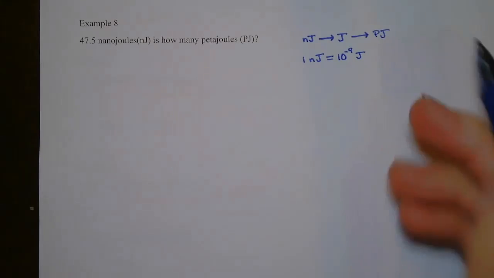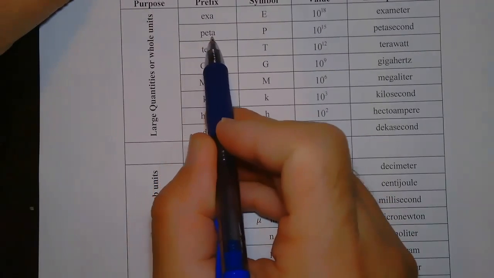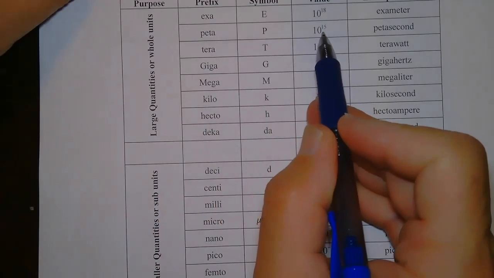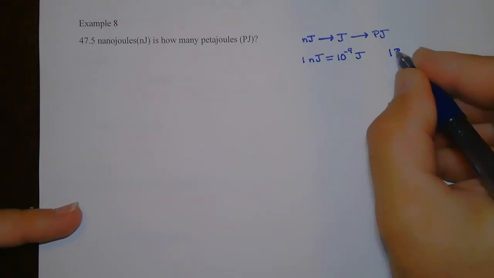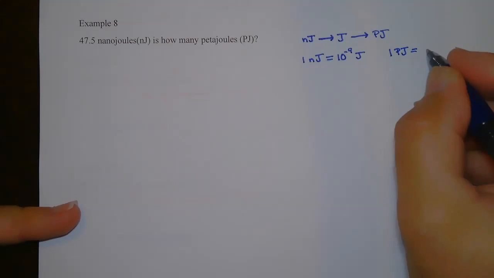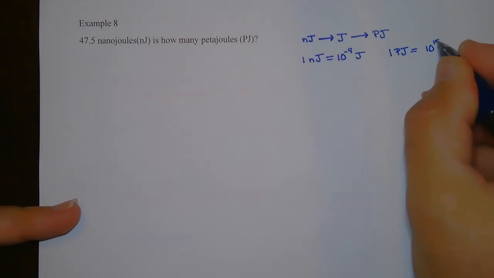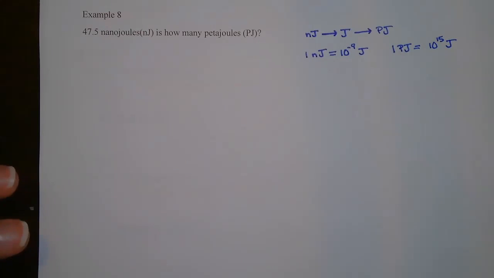How about petajoules? 1 petajoule is equal to 10 to the 15th joules. So those are the two conversions we're going to need.